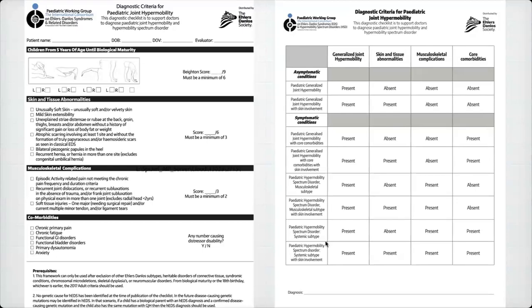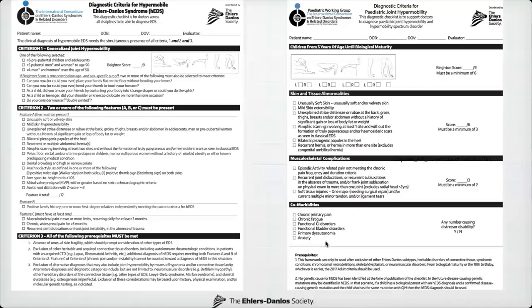hypermobility diagnosis. If we take a look at the 2017 adult criteria, you can see that on the left side of the screen. Again, we discussed it has criterion 1, the generalized joint hypermobility. The new questionnaire for children also has the Beighton score. The criterion 2, where we had 3 different sections, looks very different on the new pediatric form. We have specific skin and tissue abnormalities, musculoskeletal complications, and comorbidities. And criterion 3 has been mentioned at the bottom as prerequisites.